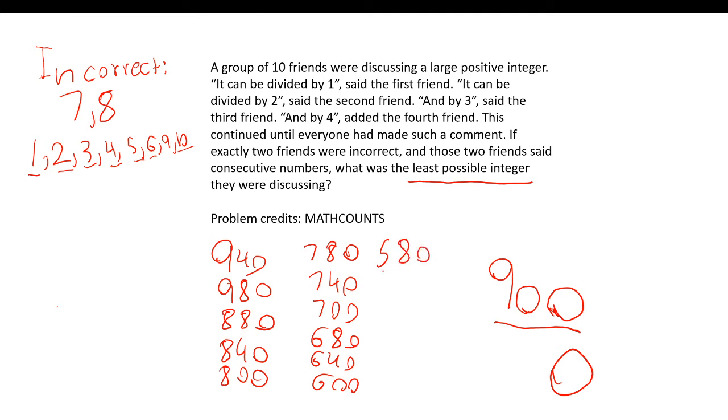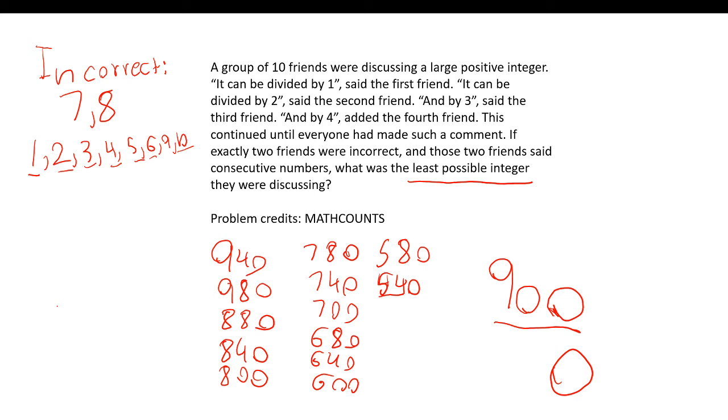580. Nope. 540. Yes, 540 is a possible case. 5 plus 4 is 9. Sum of the digits divisible by 3 and by 9. So we've come to a possible case. And we notice that if the sum of these two digits is divisible by 9, or they sum to 9, we're going to get the least possible integer.